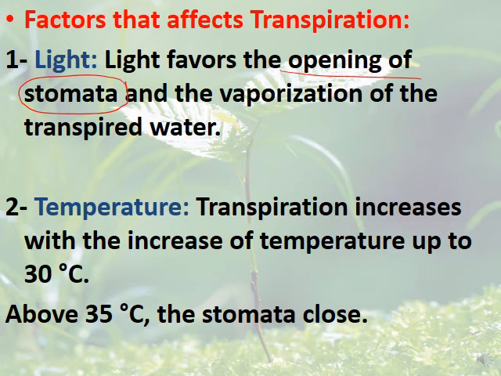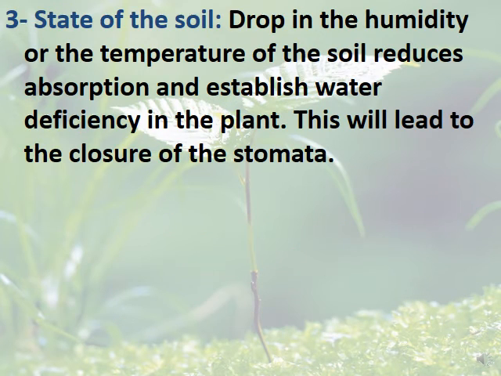Second, temperature. Transpiration increases with the increase of temperature up to about 30 degrees Celsius. Above 35, the stomata will close. Why? In order to keep the water inside the plant and not to lose it in the hot weather. So above 35, the stomata close.